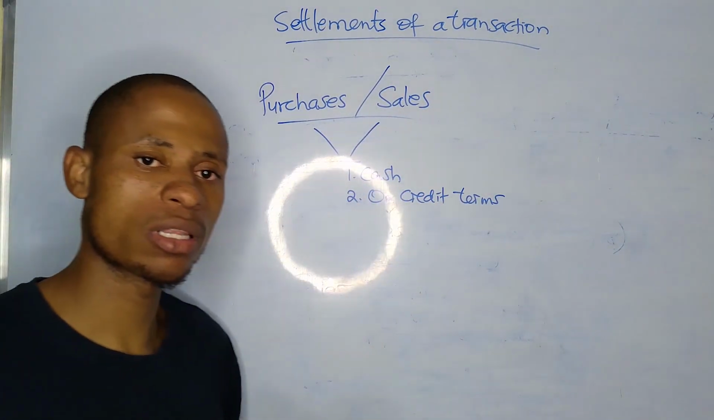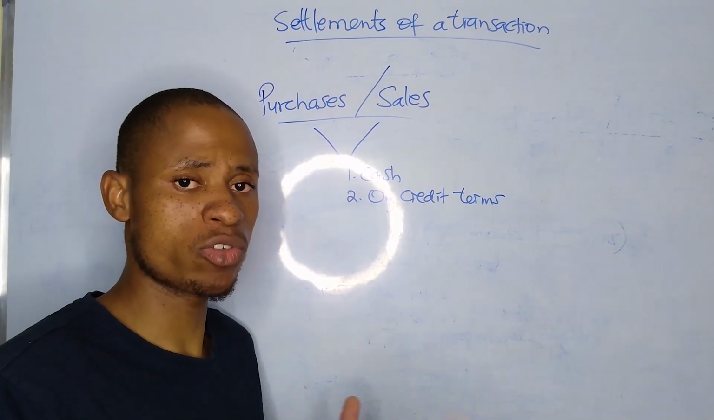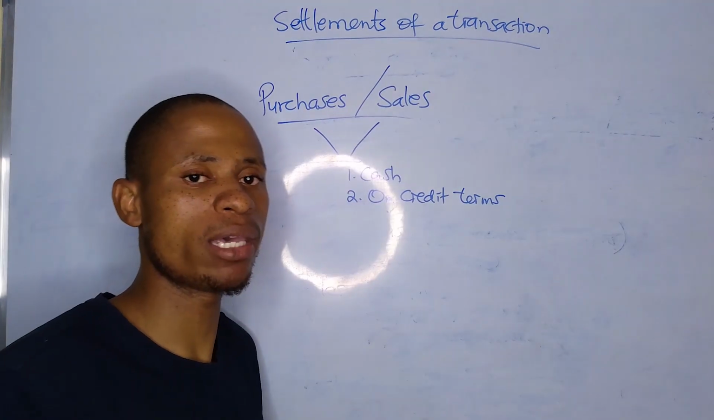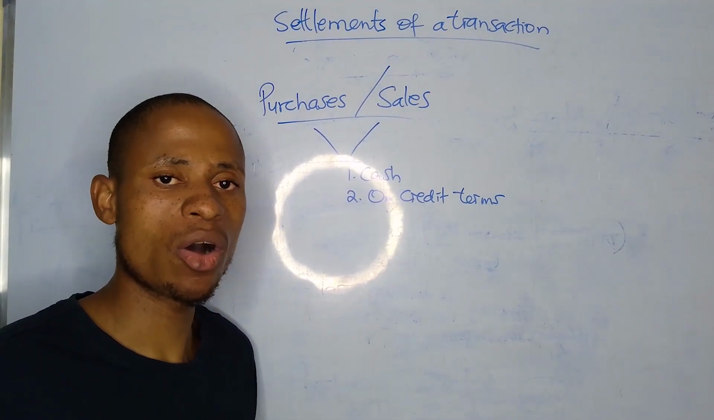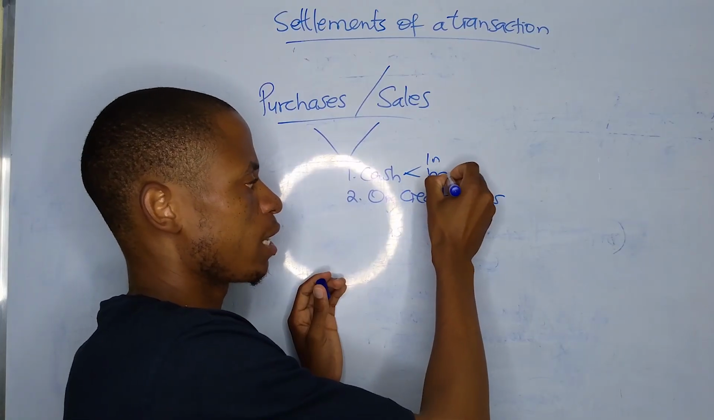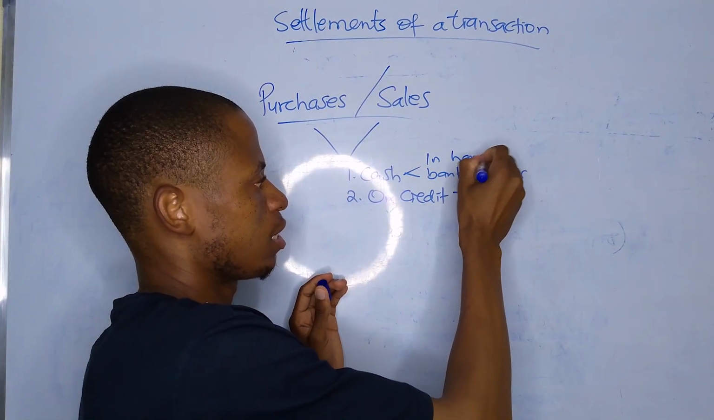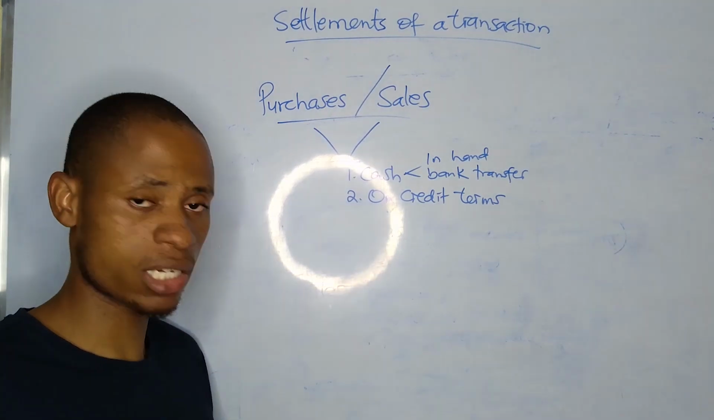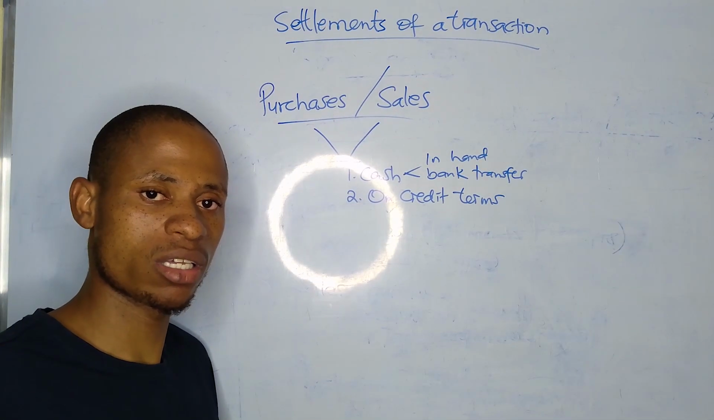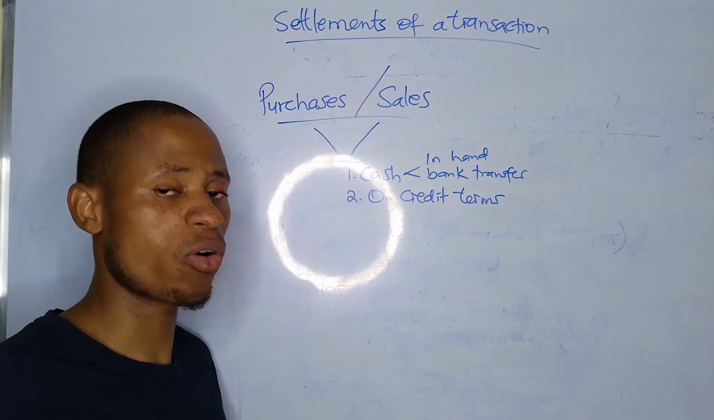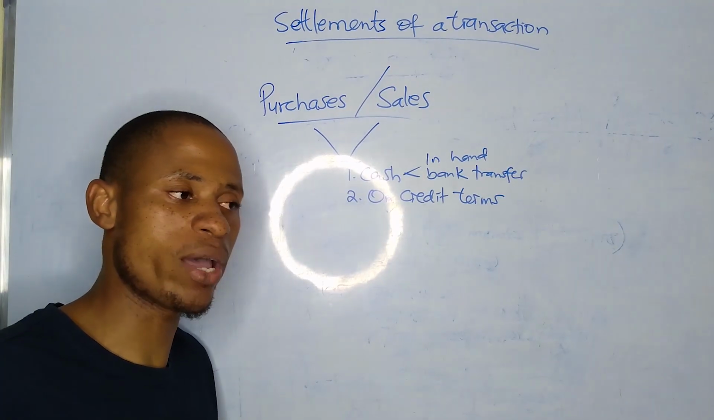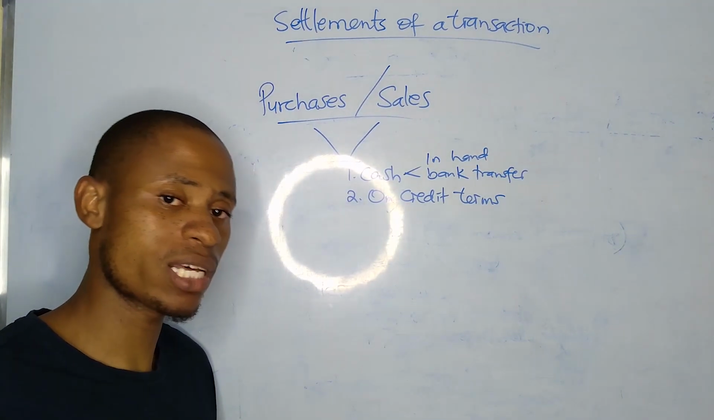So on cash, this is where, if we are buying goods from the supplier, we have settled the transaction immediately by paying cash. It's either we have paid cash in hand or through the bank. So we have settled this transaction through cash in hand, bank transfer, check, credit transfer, or mobile transfer. All of those tell us that the goods were paid for with cash immediately. So that's the first settlement.